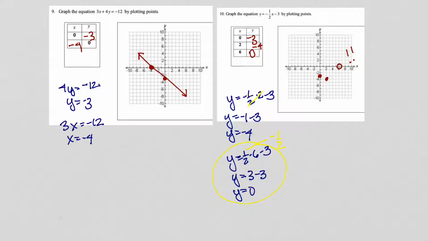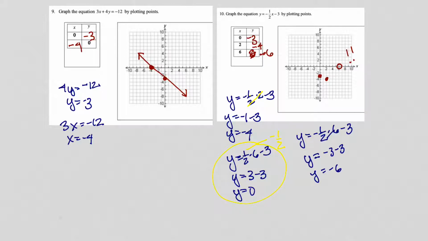Let's try this again. So let's go with this. Y equals negative 1/2 times 6 minus 3. So y is equal to now, 2 into 6 is 3. 3 times negative 1 is negative 3. So we'll get negative 3 minus 3. So now y is equal to negative 6. So instead of a 0 here, we're going to have a negative 6.